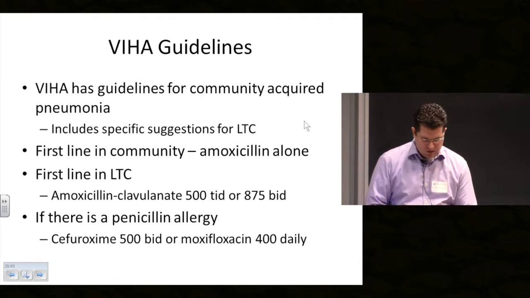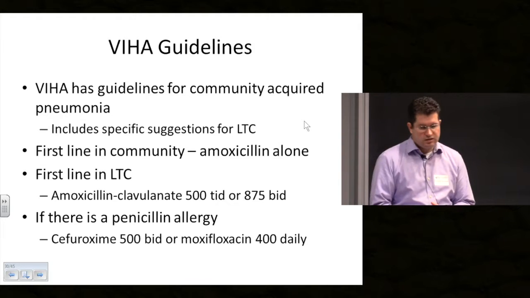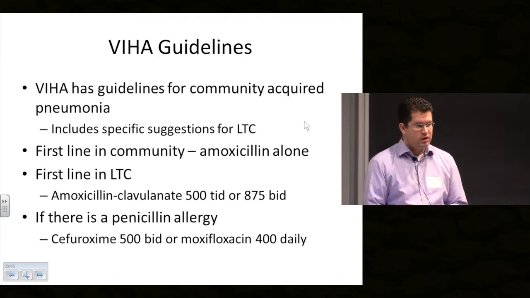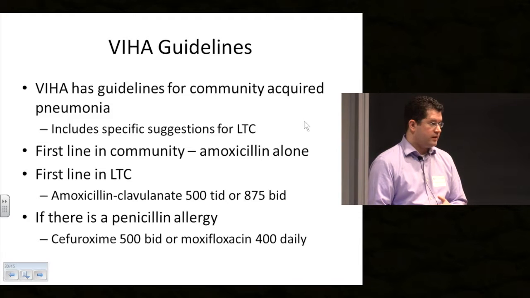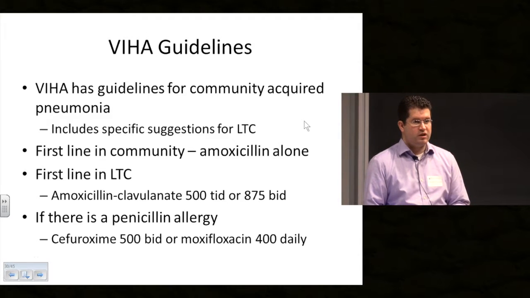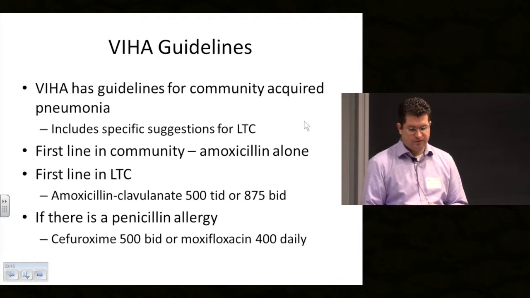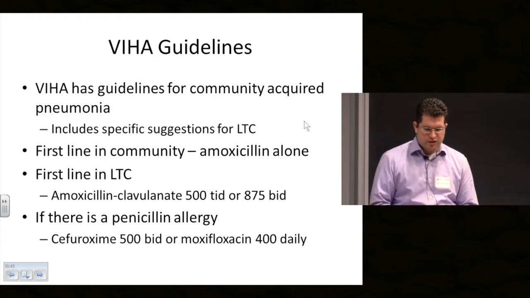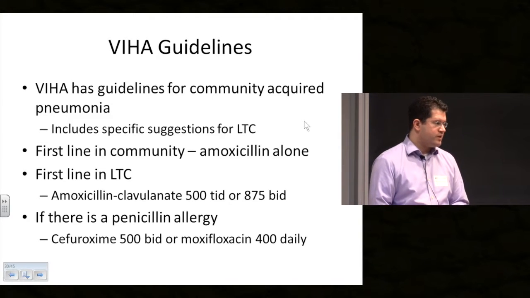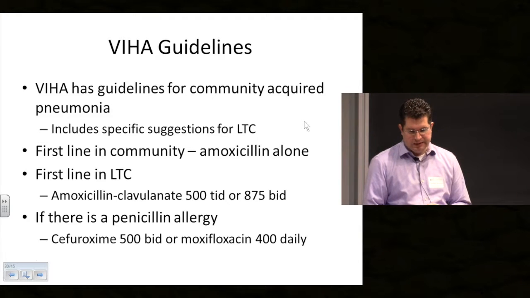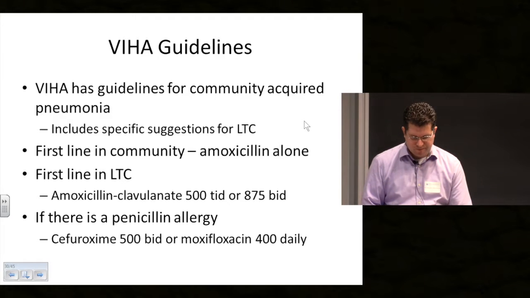VIHA has their own set of guidelines that they put forward for community-acquired pneumonia that specifically makes recommendations for long-term care cases. So in the community, the first line is amoxicillin, and that comes back to how Streptococcus pneumoniae is far and away the main pathogen that we're dealing with. But the first line treatment in long-term care is amoxicillin clavulanate. So when you add that clavulanate to amoxicillin, you end up with essentially oral piptazo. There aren't too many things that this doesn't kill. And they recommend that if there is a penicillin allergy, that you use cefuroxime or moxifloxacin.